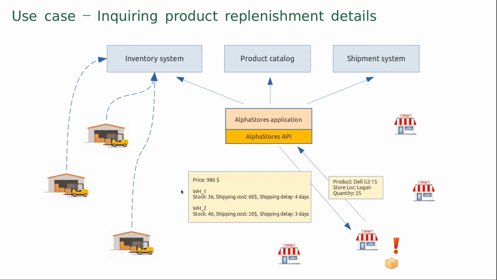The response should contain the current price of the product and a list of warehouses from which we can get the product. Then for each warehouse, we need the stock level and the shipping cost as well as the shipping delay. So this is our scenario. Now we can look at the current systems and how we can use those for building this API. So these current systems are the inventory system, product catalog, and the shipment system.